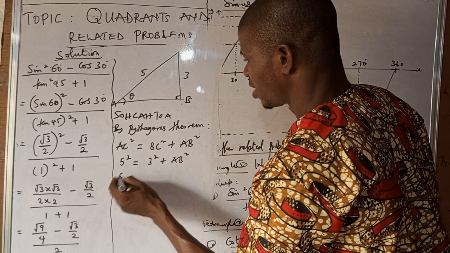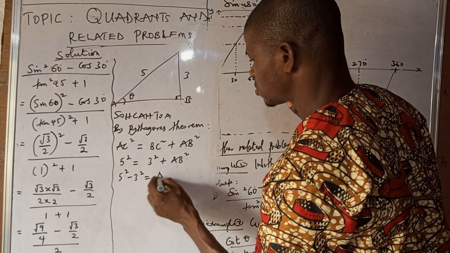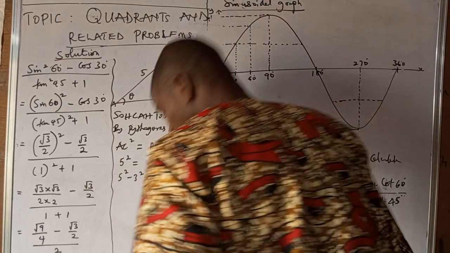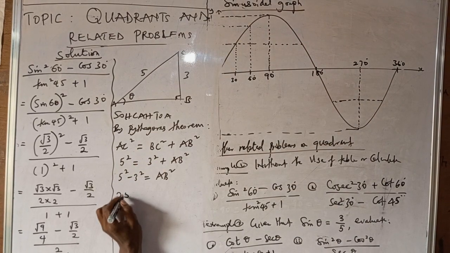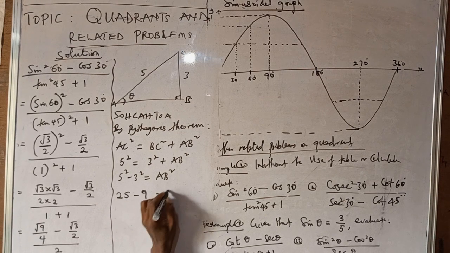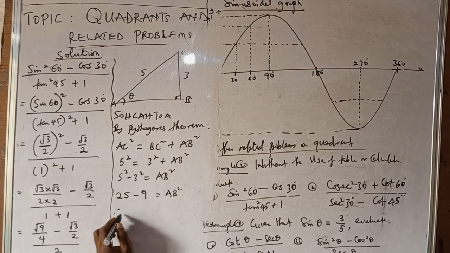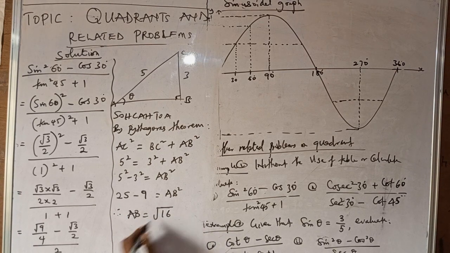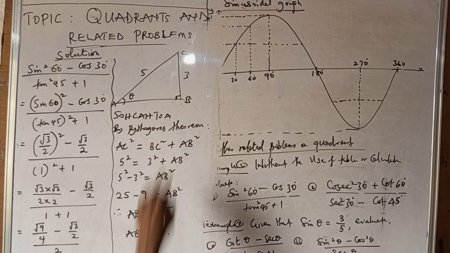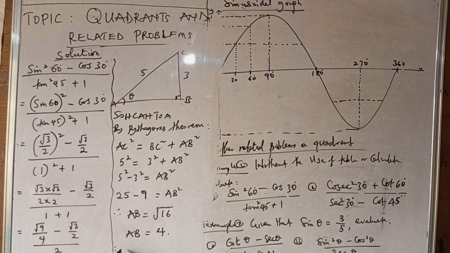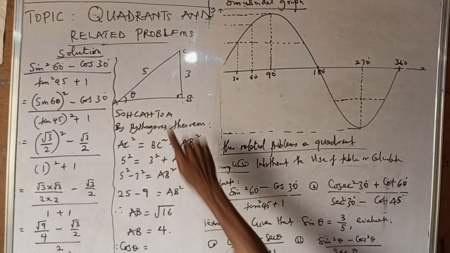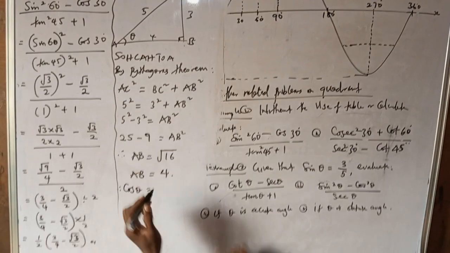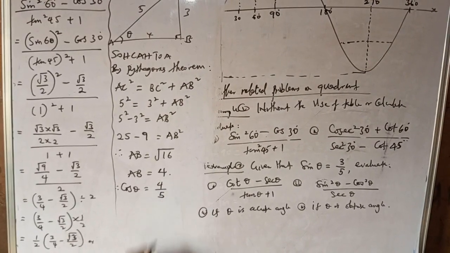So that means 5 squared minus 3 squared is equal to AB squared. That's 25 minus 9 is equal to AB squared. Therefore, AB is equal to the square root of 25 minus 9, which gives us 16, and AB is equal to the square root of 16, which is 4. So I've solved the triangle completely. Using our SOHCAHTOA, my cos theta will now be adjacent over hypotenuse, which is 4 over 5.